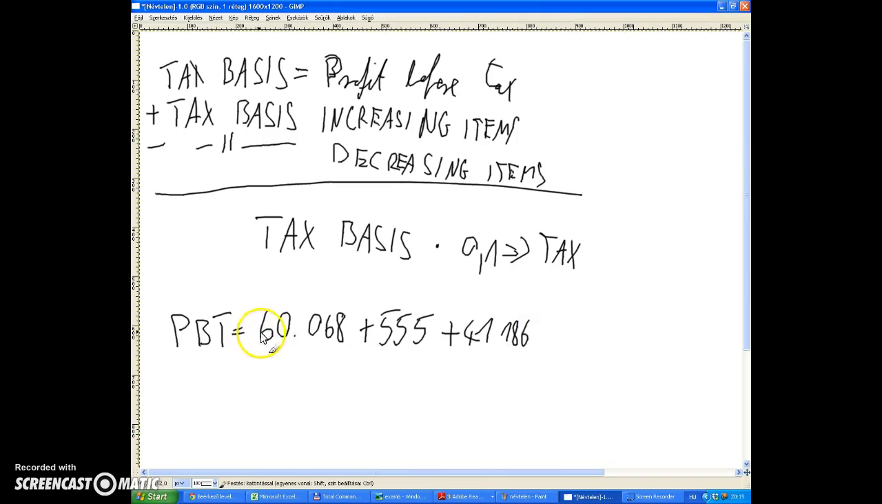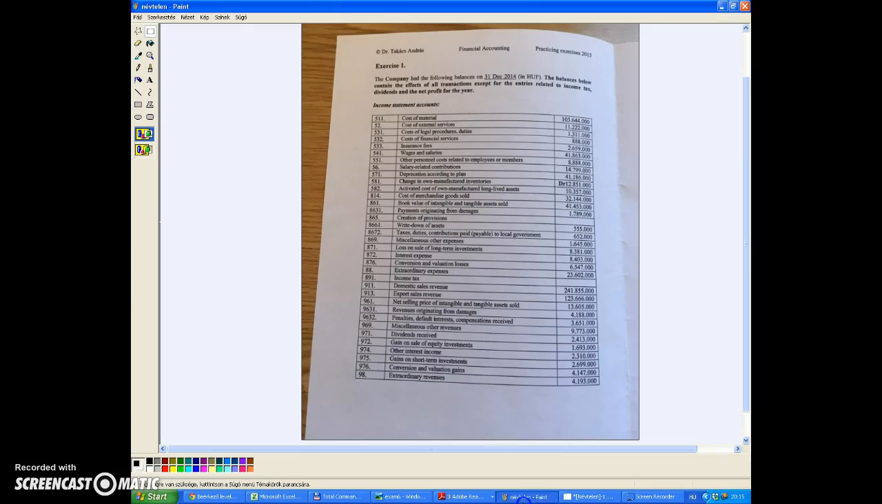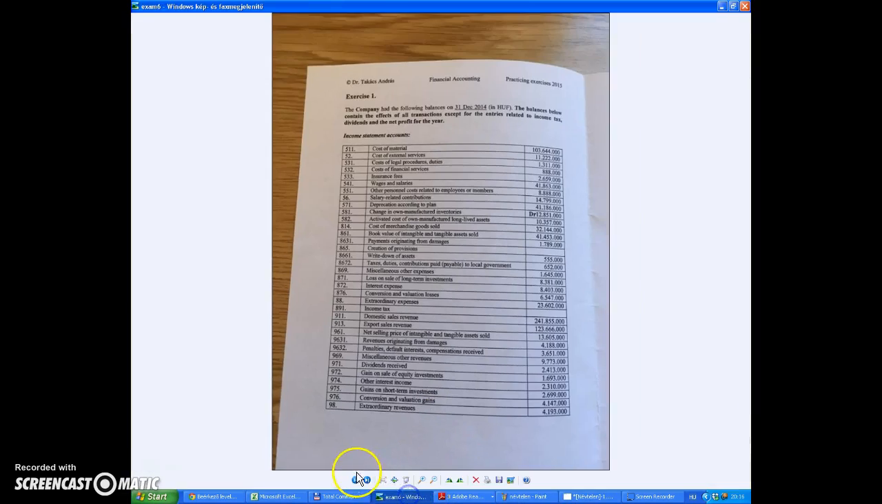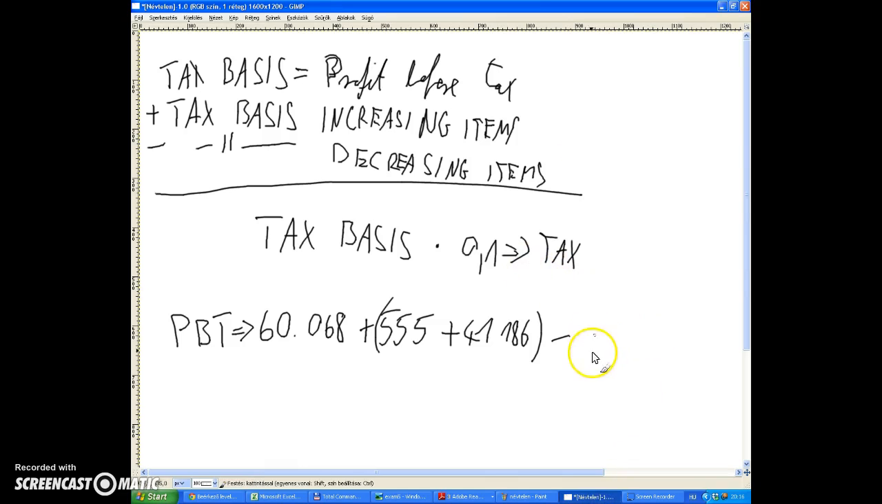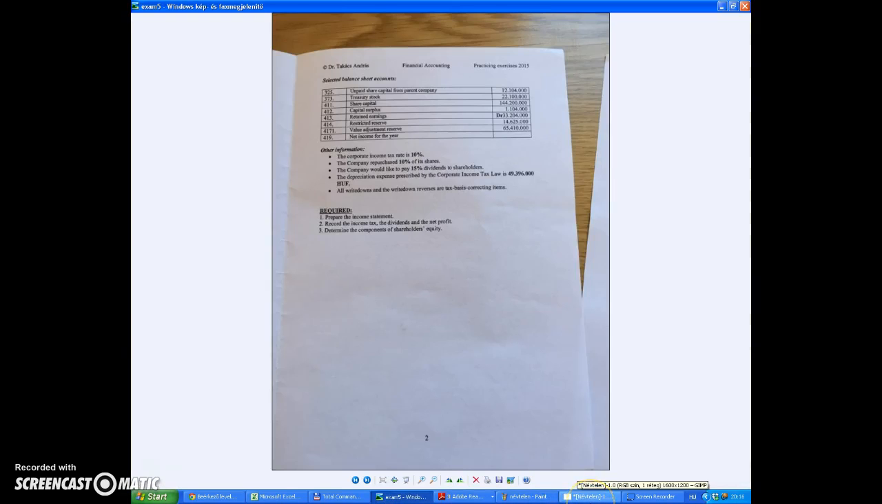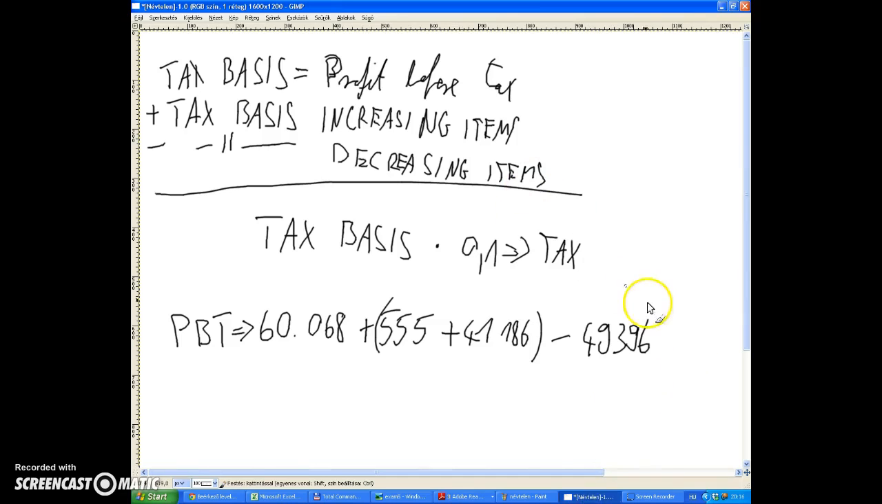Okay, and so from the profit before tax, we have added the tax basis increasing items, and we have to subtract the tax basis decreasing items, which is this depreciation according to the corporate income tax law, which is here. So this is how the company can determine its tax basis. So we have to subtract it, 49396. Yeah, and this is how we get, sorry, not the profit before tax, but the tax basis.